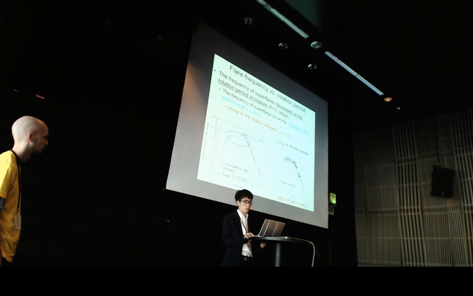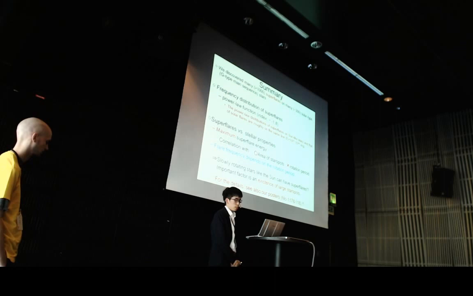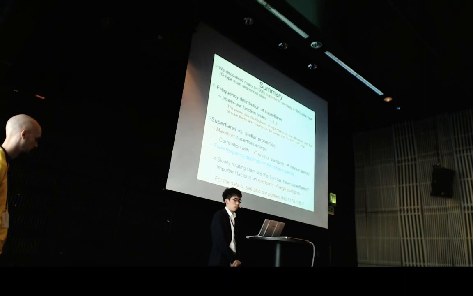And this is the summary slide. We discovered many superflare events from solar-type star data in the Kepler data. We confirmed the frequency distribution of superflares follows a power function similar to solar flares. We compared superflares with stellar properties. The maximum energy has a correlation with star spot coverage, but no clear correlation with rotation period. This suggests the existence of large star spots is an important requirement for superflares. But the flare frequency depends on the rotation period.